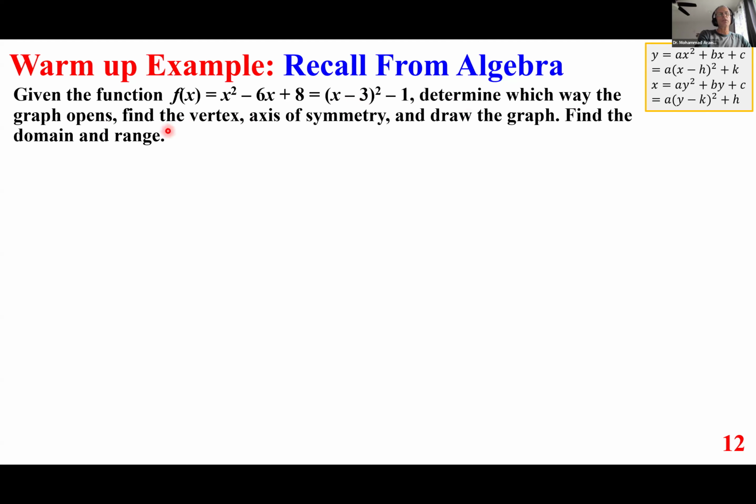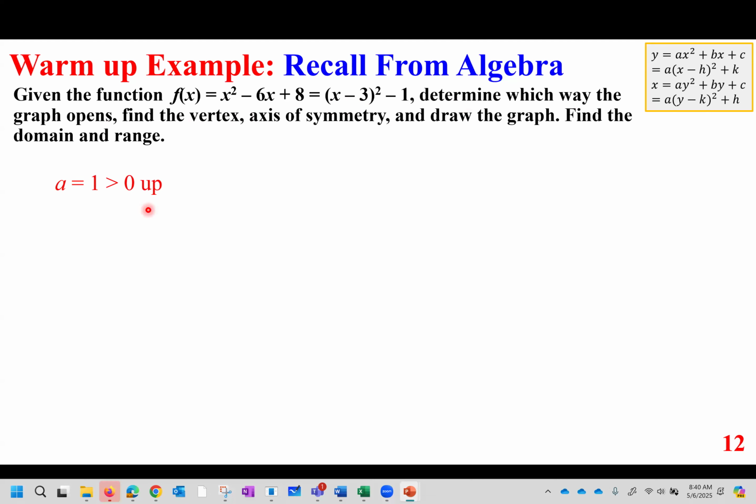Determine which way the graph opens, find the vertex, axis of symmetry, draw the graph, find the domain and range. So we're going to go with the algebra and the basic concept that we have seen before first, and then we're going to take it from there. All right. So first and foremost, A is 1 and it opens up.